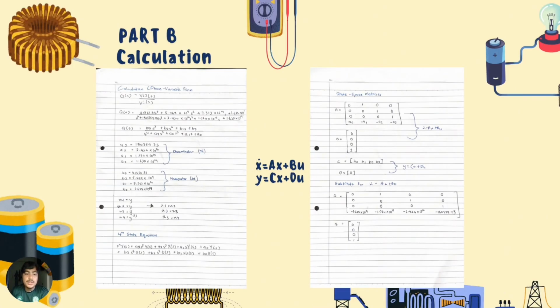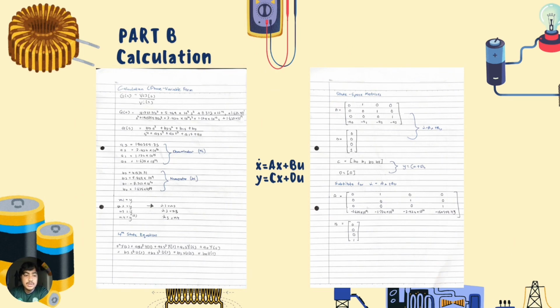For my part, I will explain part B, which is the state space modeling and analysis. Basically, part B is asking us to change the same transfer function from part A into another form called state space representation. We are not deriving a new circuit equation in part B, but we only convert the equation from part A. As you can see from the result, we convert the equation from part A into the form x dot equals Ax plus Bu and y equals Cx plus Du.